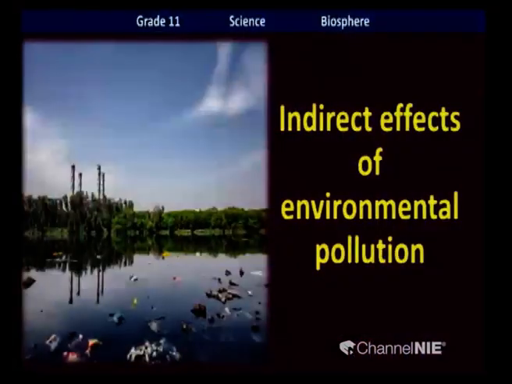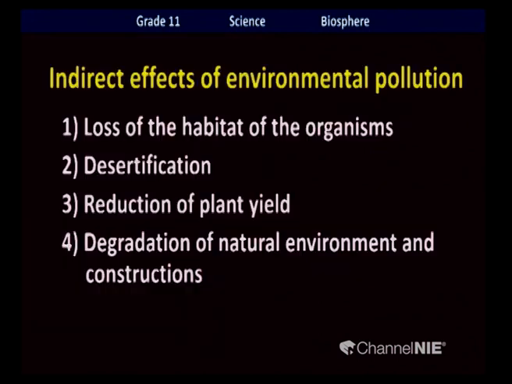So far we were talking about the direct effects of environmental pollution. Now let's see what the indirect effects of environmental pollution are. Direct effects can lead to indirect effects. So what are these indirect effects? Number 1, loss of the habitat of the organism. Loss of habitat is one of the major threats for biodiversity loss. The main reason for biodiversity loss is loss of habitat.